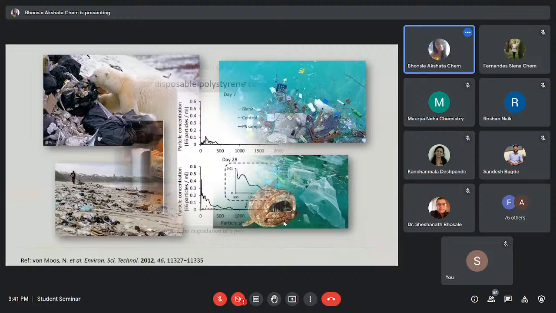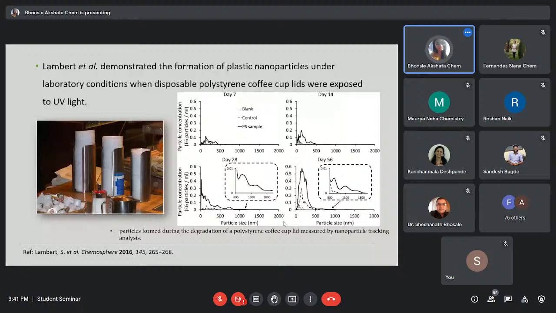Previously I had talked about photodegradation, the method used for breaking macroplastics into nano or microplastics. So Lambert et al. did an experiment to produce nanoplastics. He took disposable polystyrene coffee cup lids and exposed them to ultraviolet light. You can see on the graph that on day 7 there is a peak in the production of these nanoparticles. On day 14, the peak is more.